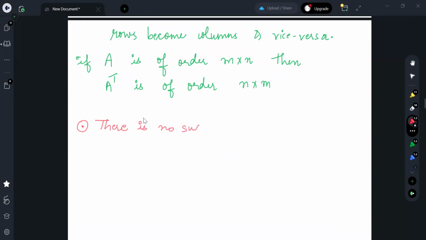There is no such thing as division of matrices. But we can cancel matrices out using inverses and identity matrix. I will talk more about that in our next video.